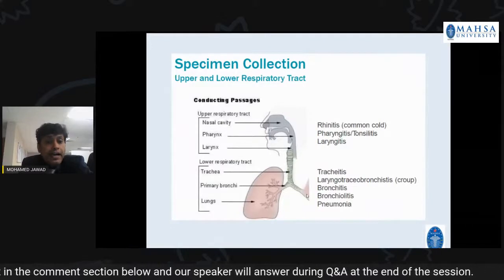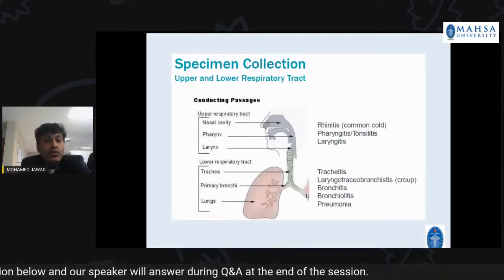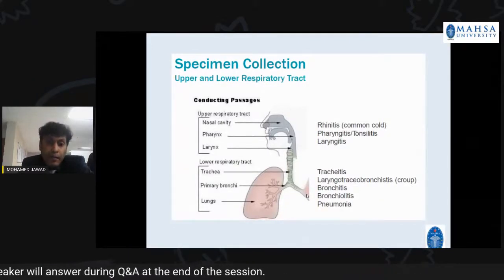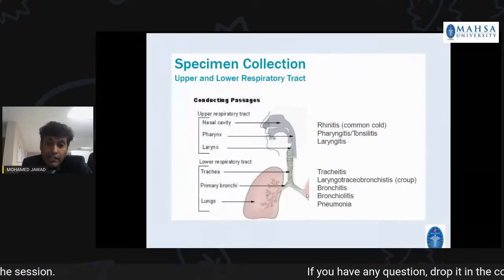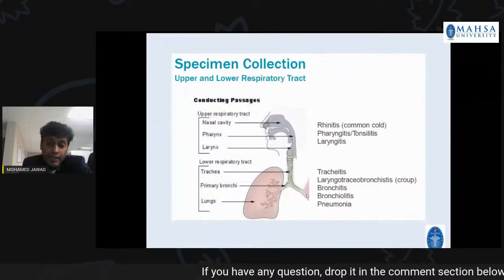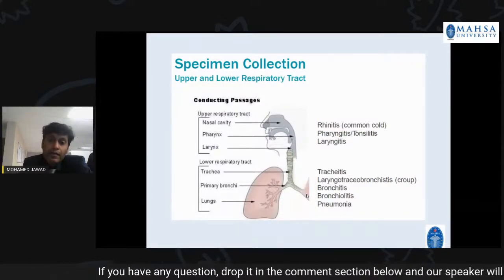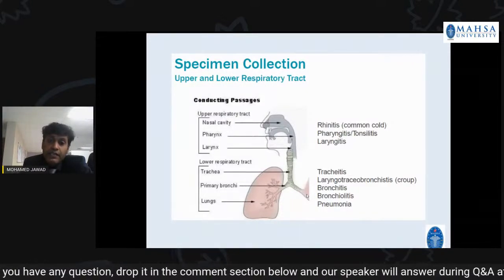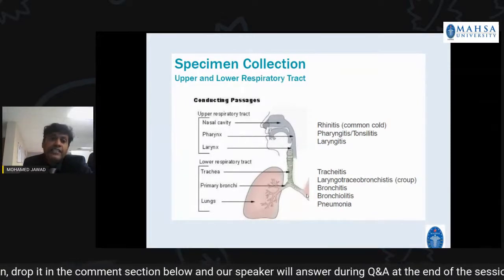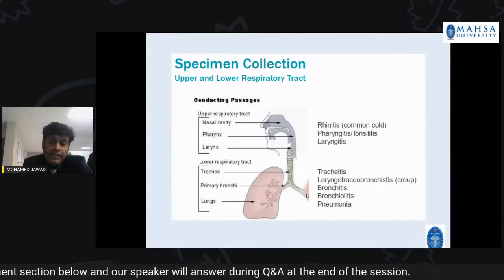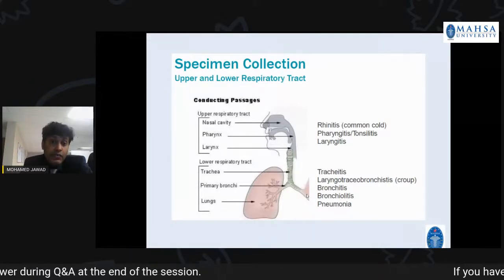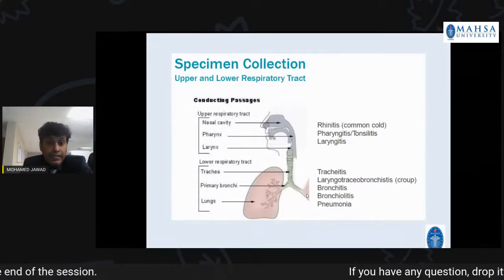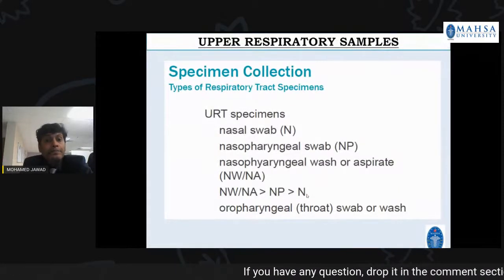And the specimen collection, we have to collect in two ways: upper respiratory tract and lower respiratory tract. Mainly upper respiratory tract infections are rhinitis, pharyngitis, and laryngitis, and lower respiratory tract infections are bronchitis, pneumonia, and tracheitis. So these are the collecting sites.